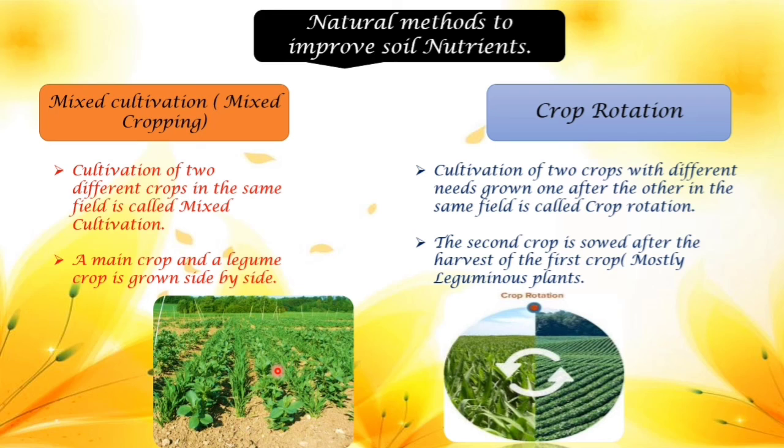First a crop will be grown and then harvested, and then the second crop will be grown and harvested as well. Mostly the second crop grown will be leguminous plants. We know why: they have root nodules where the rhizobium bacteria convert atmospheric nitrogen into water soluble nitrogen. Yes.